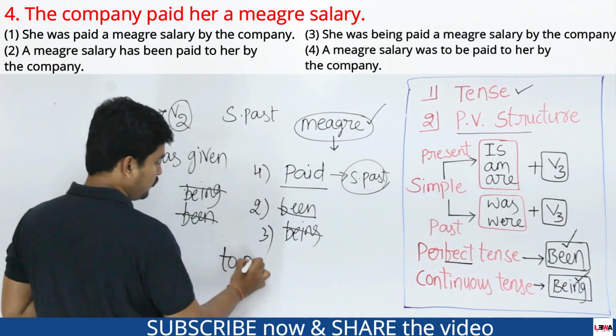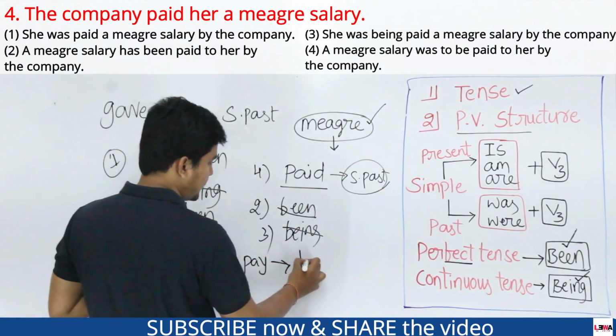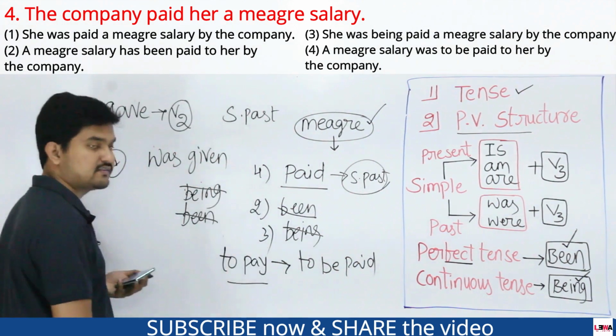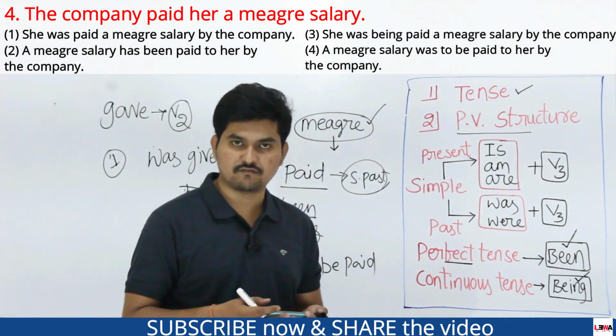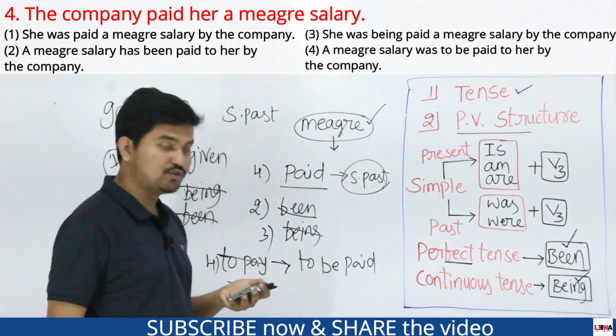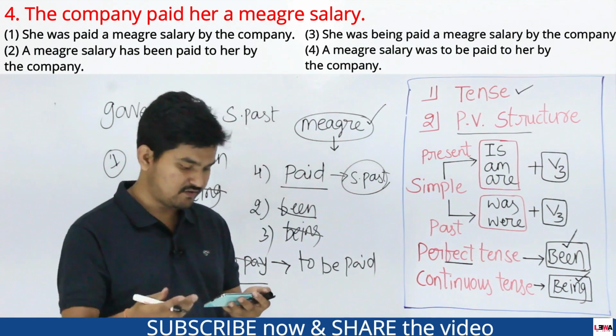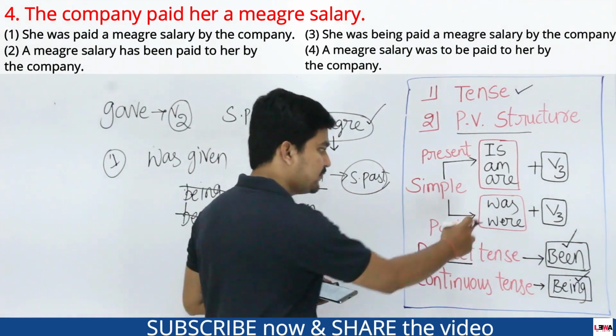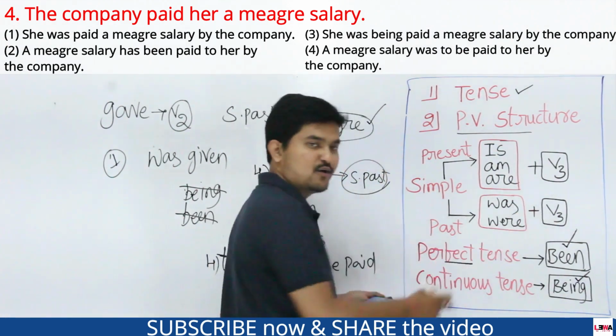If you see the word "to pay" in the question, in the passive voice you will convert it to "to be paid". But unfortunately, you are not able to find this combination "to pay", which is an infinitive. Now, this is not here, so I will not take option 4 as the answer. Now, which one is the answer? Option number 1. She was paid a meager salary by the company. Was paid. Was plus V3.